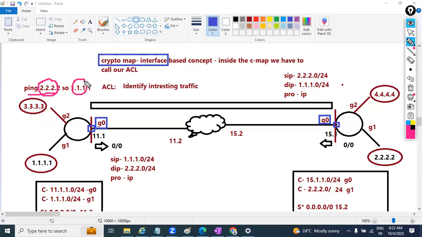The source is 1.1.1.1. Destination is 2.2.2.2. So let's consider the router will check in the routing table, do I have any route for 2.2.2.2? As you know, I have already configured a default route. Who's the next hop? 11.2. Let me check which interface is mandatory for that, or from which interface I have to take the exit. So the 11 network, which interface? Z0 interface. So now let me take the exit here. So data would come here.